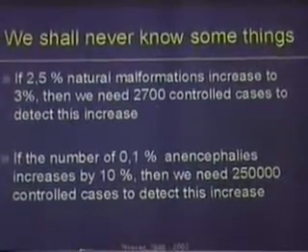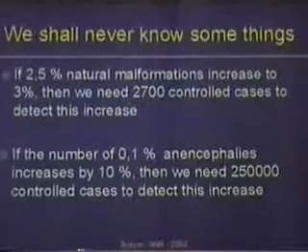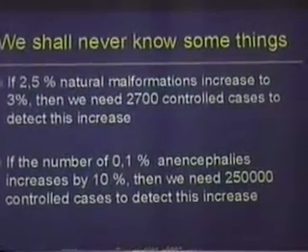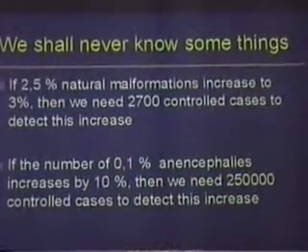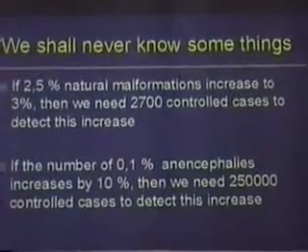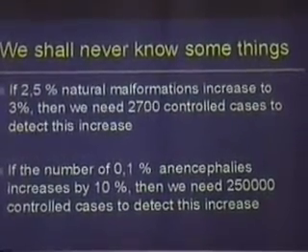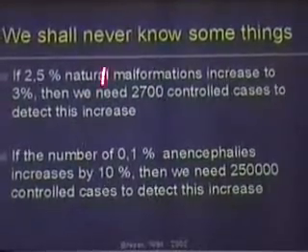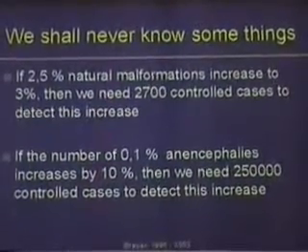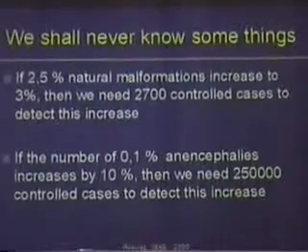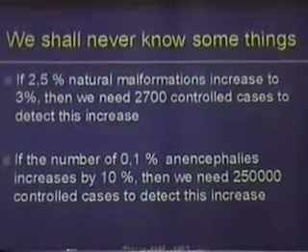There are some things that we should never know. When we say that something is harmless, or mostly harmless, what we say is that as far as we know, there is no harm. Now here are two calculations that show you that there are things that we can never know.